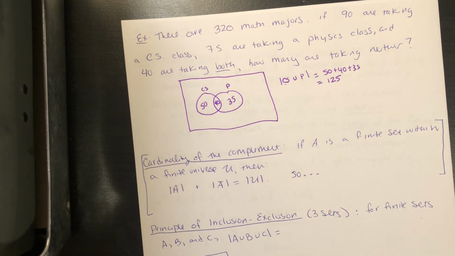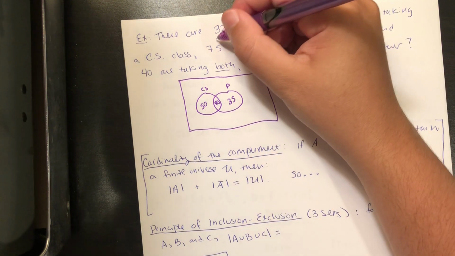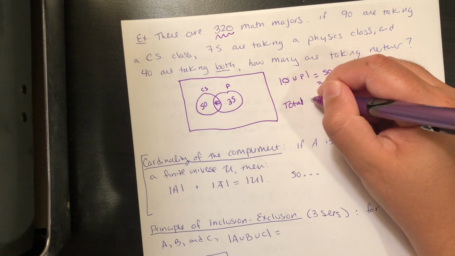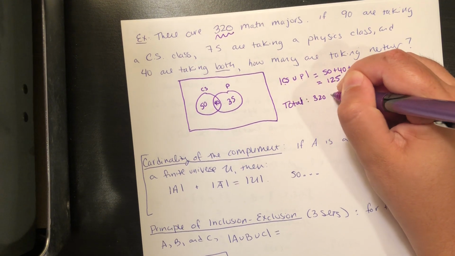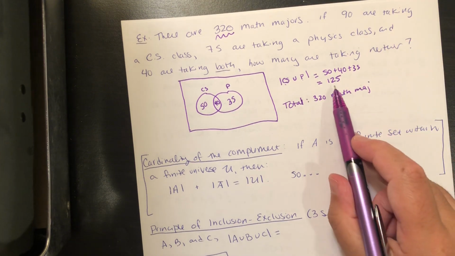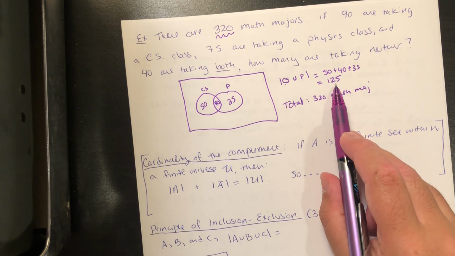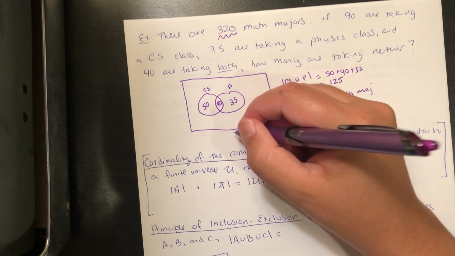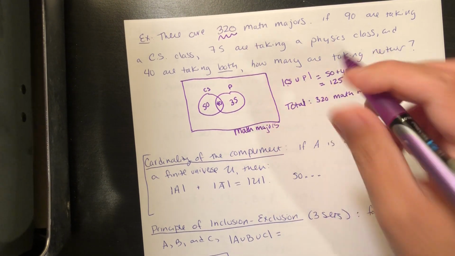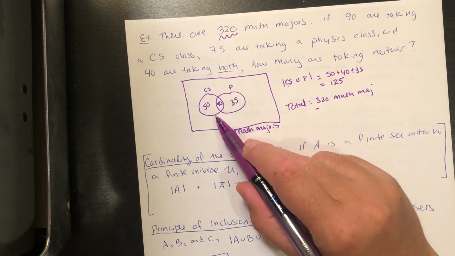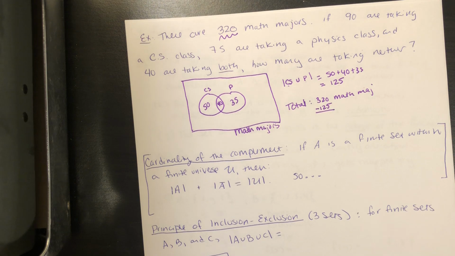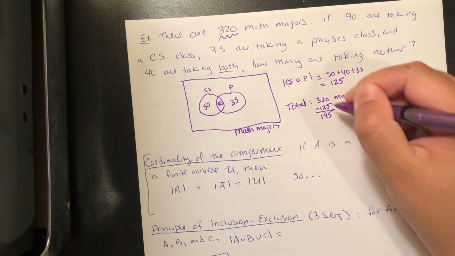So how many are taking neither? Well, here we'll have to use subtraction because there's a total of 320 math majors and 125 of them are accounted for, which means out here in the box, if this box is the universal set of math majors, there's going to be 320 minus 125. That's 195 that are not accounted for.